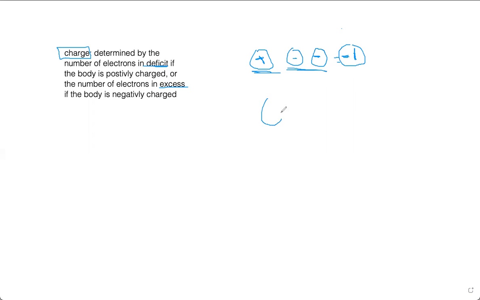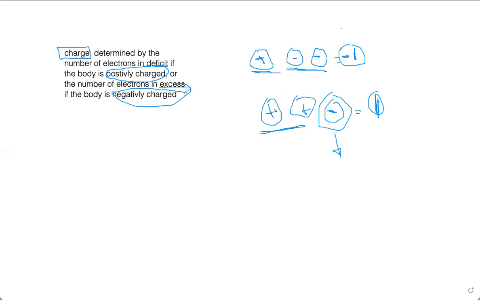Now, if there are two protons and one electron, then one proton and the electron cancel, so you get one. In this case, there's an excess of protons, but there's a deficit of electrons, deficit meaning it's less. So if there's a deficit of electrons, the body is positively charged. And if there's an excess, you know the body is negatively charged.